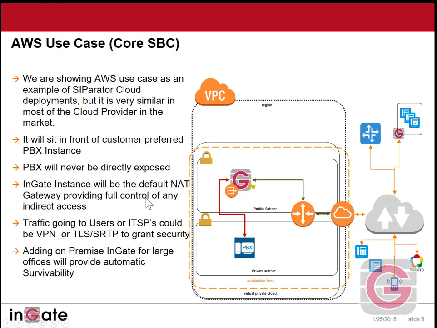So the PBX will never be directly exposed. The Ingate instance will be the default NAT gateway, providing full control of any indirect access. In other words, any traffic going to the internet will be sent to the default gateway, as in any traditional networking strategy, but the default gateway will be the IP address of the Ingate facing the private subnet.